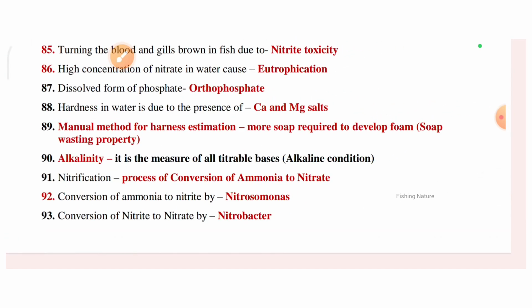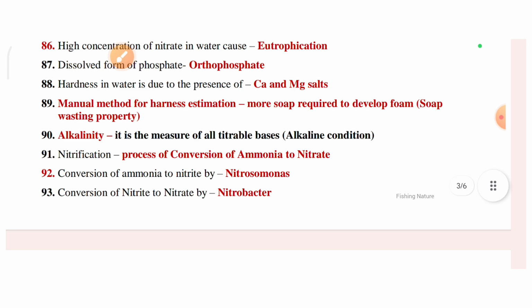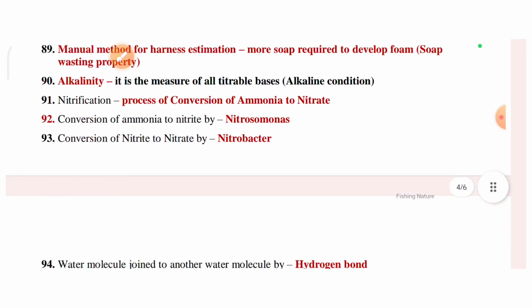Next, the manual method for hardness estimation is that more soap is required to develop foam. It is the soap wasting property. Next, alkalinity. Alkalinity is the measure of all titrable bases, the alkaline condition. We measure alkalinity by all titrable bases.